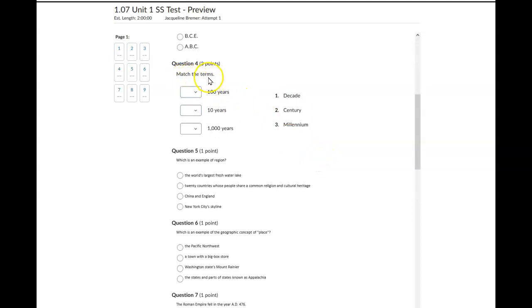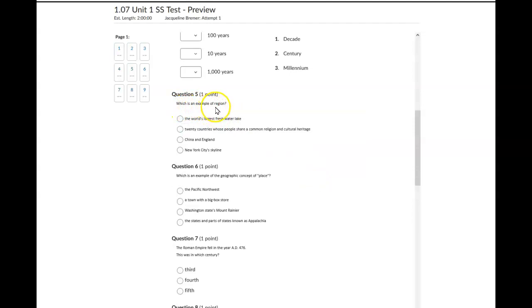Okay, match the terms here. So we have decade, century, and millennium. So which one means 100 years, 10 years, or 1,000 years? And these may be mixed up for you. These choices might be in different order, but you'll just choose 1, 2, or 3. So decade, century, or millennium.